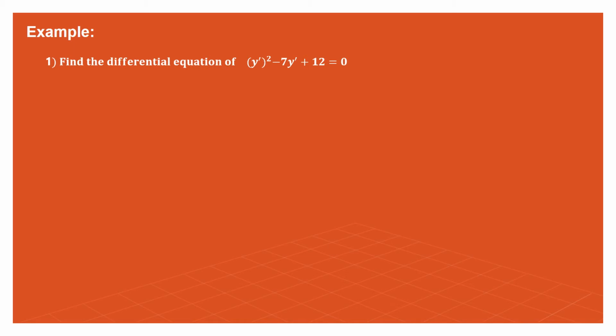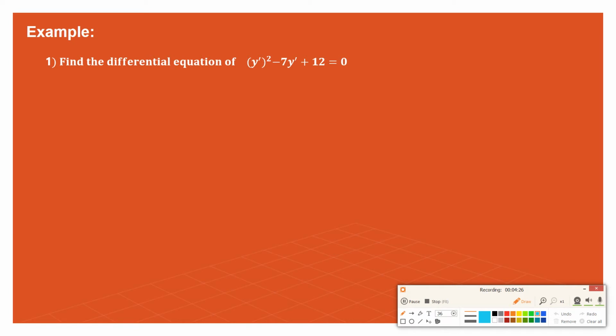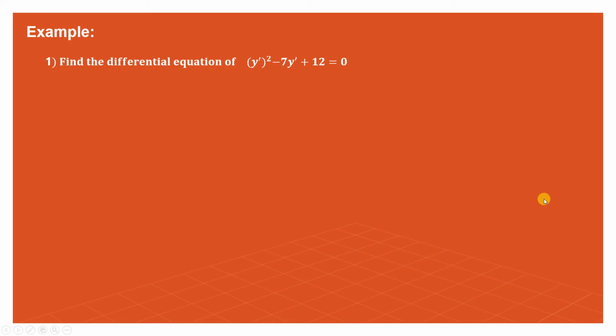Example number 1. Find the differential equation of y prime raised to 2 minus 7y prime plus 12 is equals to 0. So, if we're going to solve for the differential equation, hindi na natin kailangan gamitan pa siya ng quadratic formula. So, ano yung gagamitin na natin? We're going to use directly the trial and error. So, paano ba sinasolve yung trial and error?